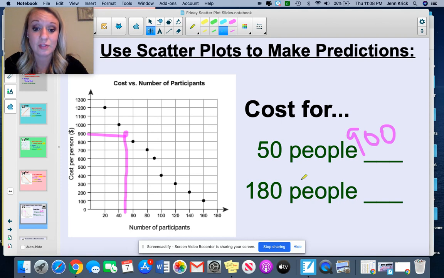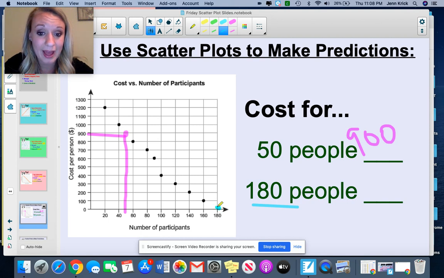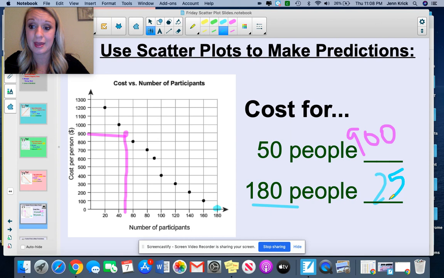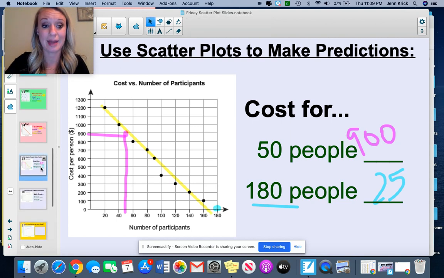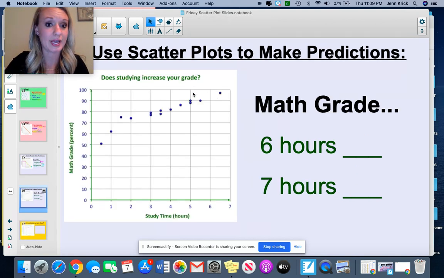If I was asked to make a prediction for 180 people, I would go down here and find 180, and I feel like the point would be about right here. So maybe that would be about $20, $25. The main point being, you can use scatter plots to make predictions. It's never going to be perfect. It's never going to be accurate. But using lines of best fit and using the data that we have, we can make predictions for data that might not be there.